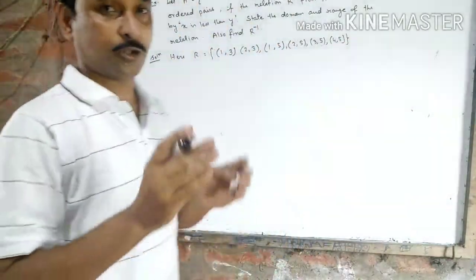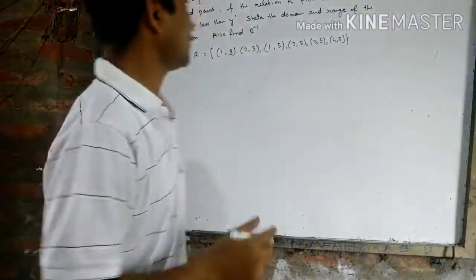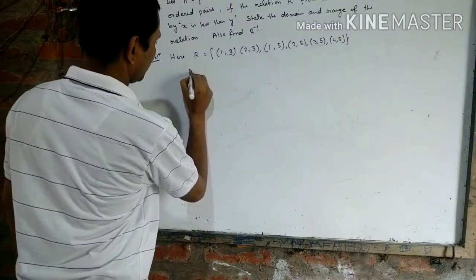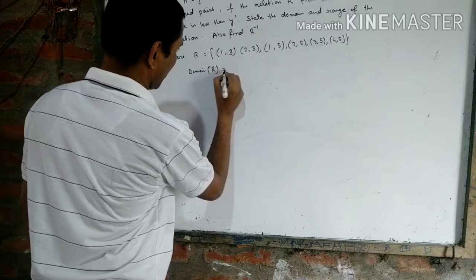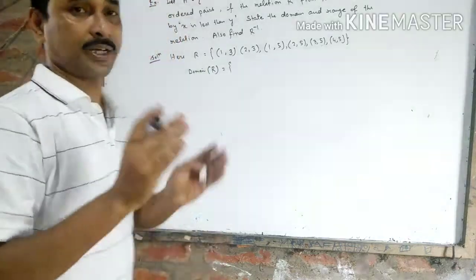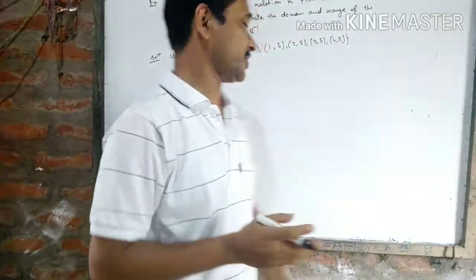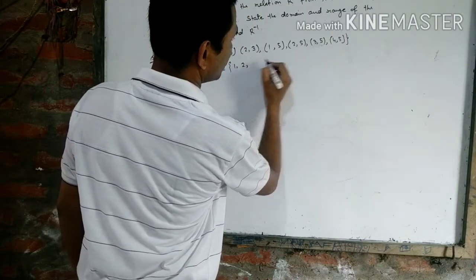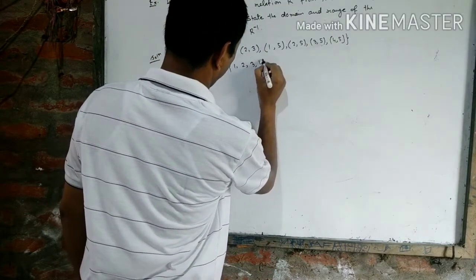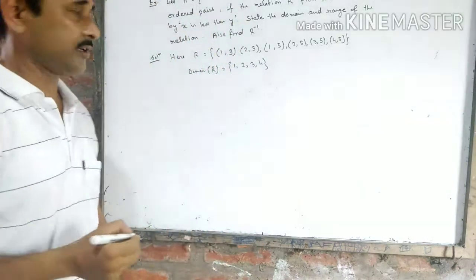Now we have to find the domain and range of the relation. What is the domain of the relation? Domain of R, or else we can write domain within bracket R. So what is domain? Domain is the collection of all the first components. So you collect the first components: 1, 2, 3, 4. So this is the domain of the relation.